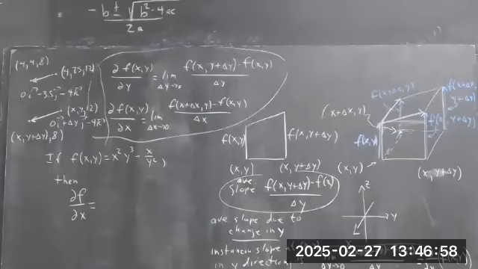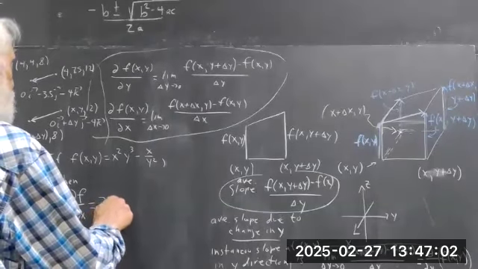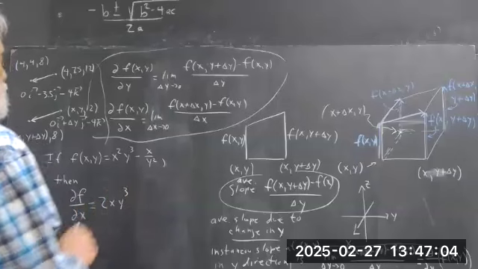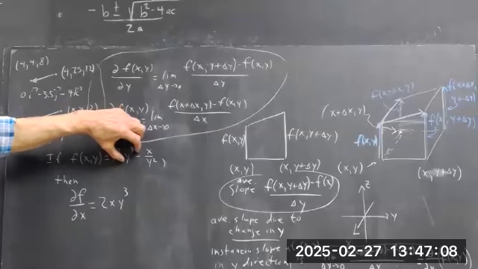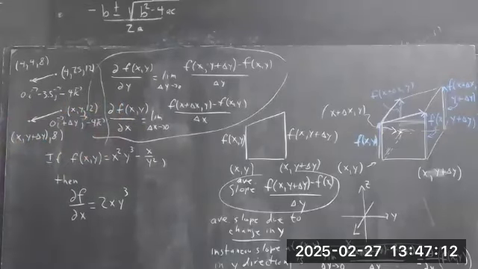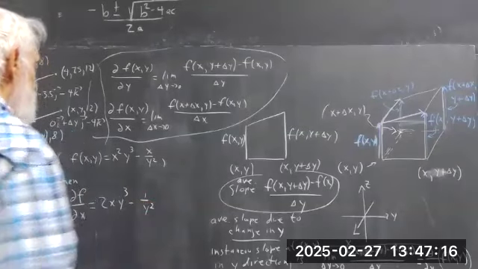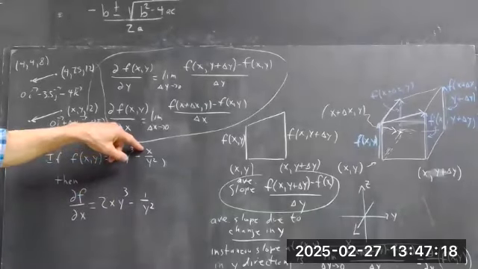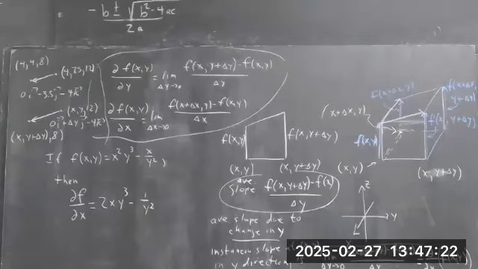Y is constant. Then the partial f with respect to x is 2xy cubed, which is what I get if I take the derivative of x squared y cubed, treating y cubed as just a constant, minus 1 over y squared. Because treating x as a constant, the 1 over y squared is just a constant coefficient.